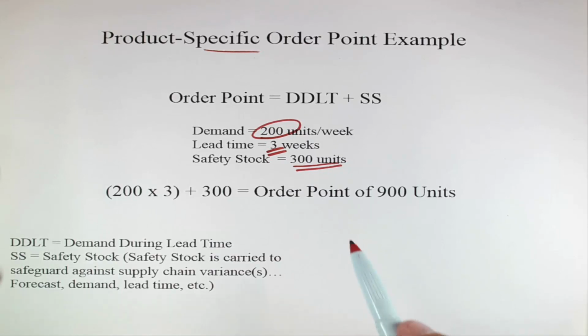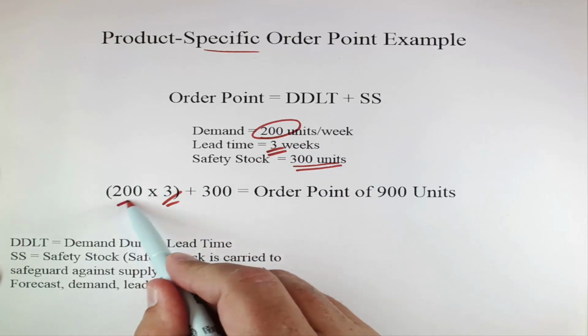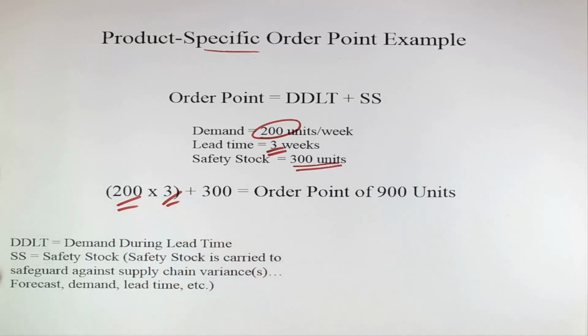So if we're talking about 3 weeks and 200 units per week in demand, of course, that's 600 plus 300 is 900 units. So whenever we get down to 900 units for this particular product, every product is going to have a different amount, but for this particular product, when we get down to 900 units, it's time to order. And by doing that, we can account for demand during lead time plus safety stock.